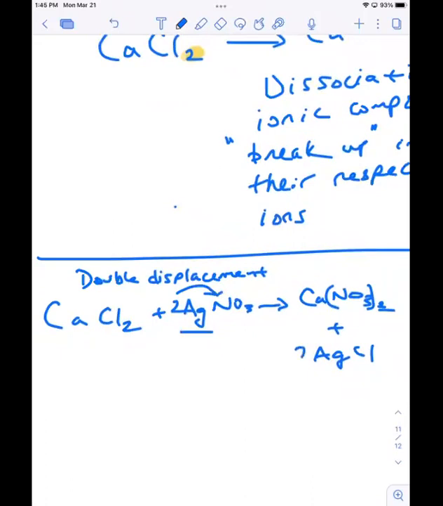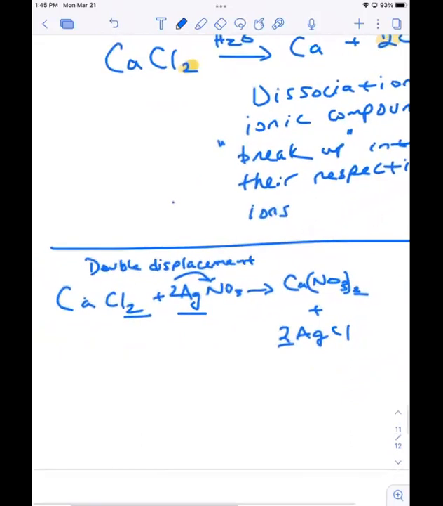So if we put this here, that's going to give us 2 silvers, 2 chlorines. And then over here, we already have 2 chlorines. The calcium is the same on both sides. So we're good. All right, we got 1 calcium on each side. We got 2 NO3s on each side, 2 chlorines on each side, and 2 silvers on each side.